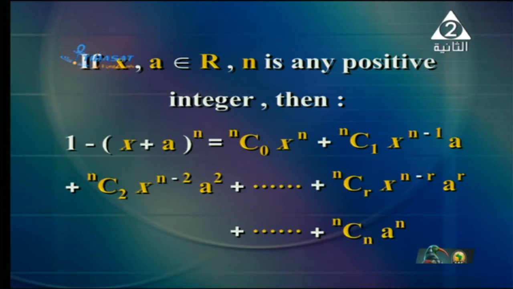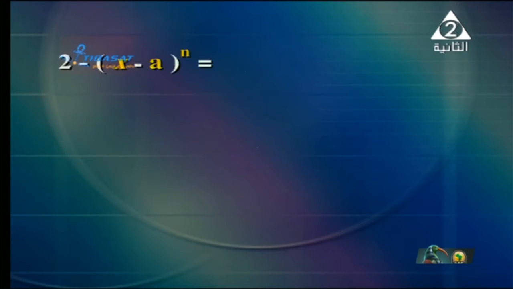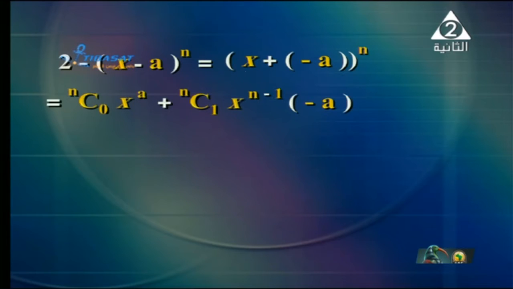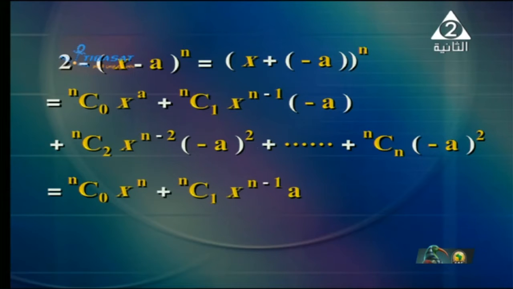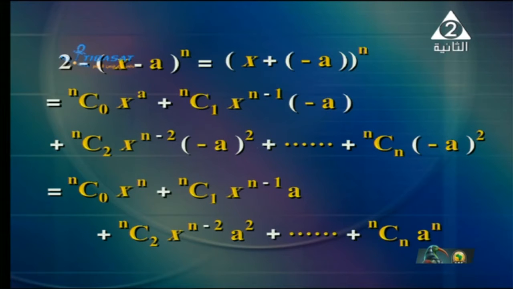To reach nCn a power n. (x minus a) for all power n, my dear student, equals (x plus negative a) for all power n. By the same method, nC0 x power n, nC1 x power n minus 1 multiplied by negative a power 1, and so on to reach nCn negative a for all power n. Equals nC0 x power n plus nC1 x power n minus 1 a, to reach nCn a power n.